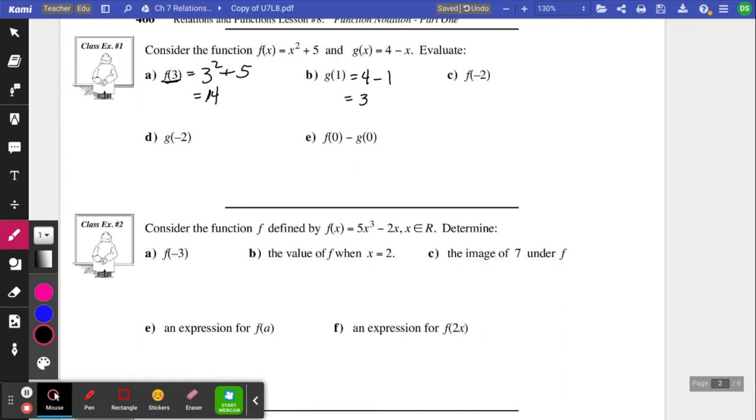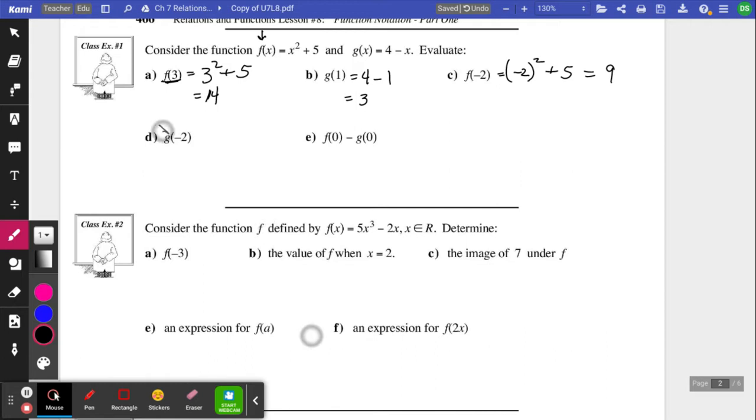All right, let's evaluate f of negative 2. You look at your f machine. What does it tell you to do? Take your input, x, square it. So in this case, it's negative 2. I'm going to square it and add 5. What's the answer to that? Yeah, 4, right? Plus 5 is 9. Is this very hard? No, I hope not.